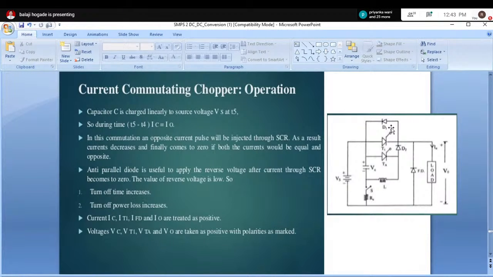Turn off is the dynamic characteristic, changing characteristic. So in that we have to maintain the minimum values of the current and voltages so that the power loss will be less. Here it is not possible, so the power loss is increased as turn off time is increased. It is taking more time to turn off, that's why the power loss is increased.